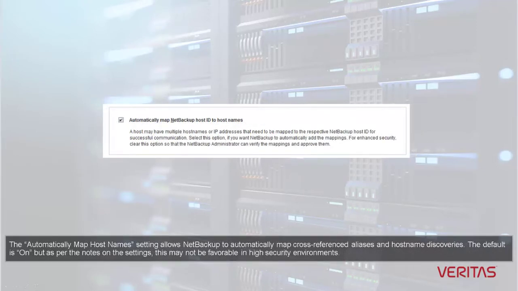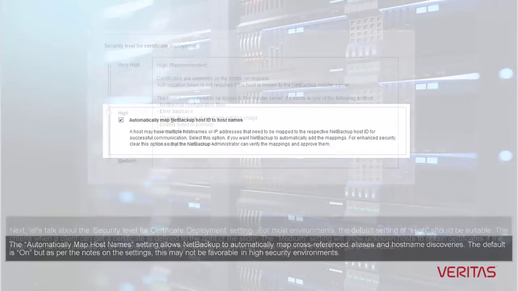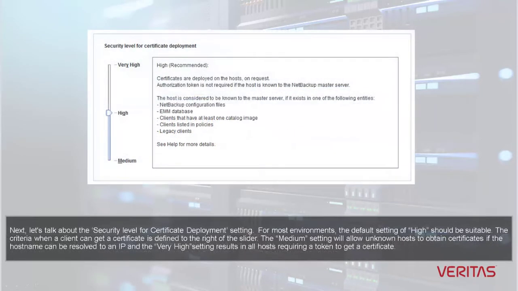The Automatically Map Hostname setting allows NetBackup to automatically map cross-referenced aliases and hostname discoveries. The default is on, but as per the notes on the settings, this may not be favorable in high security environments. Next, let's talk about the security level for certificate deployment setting.